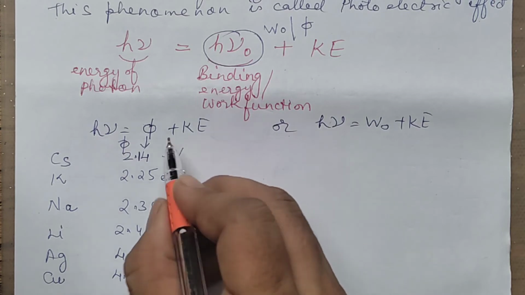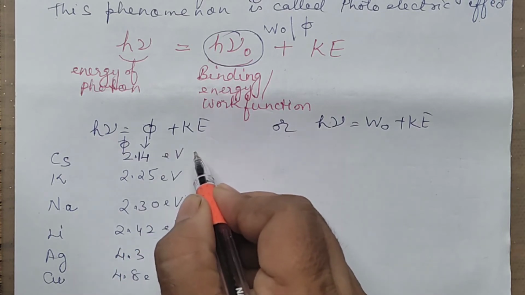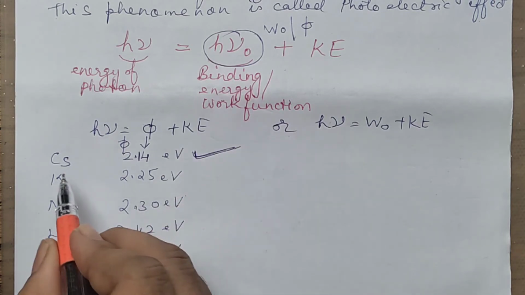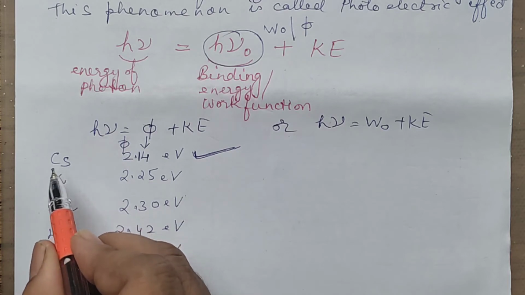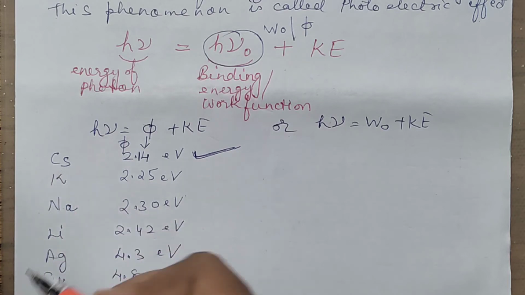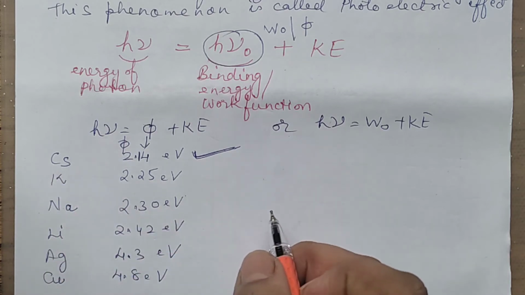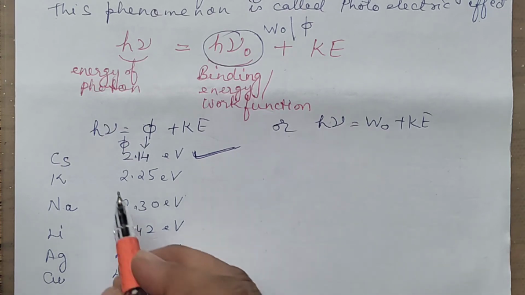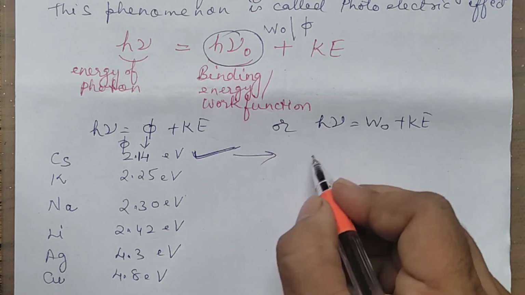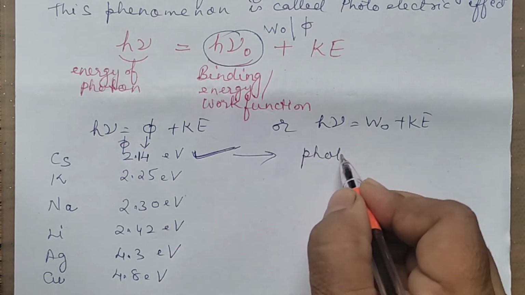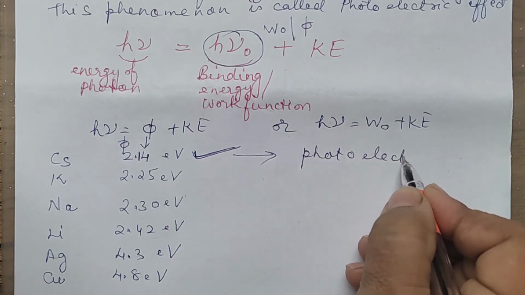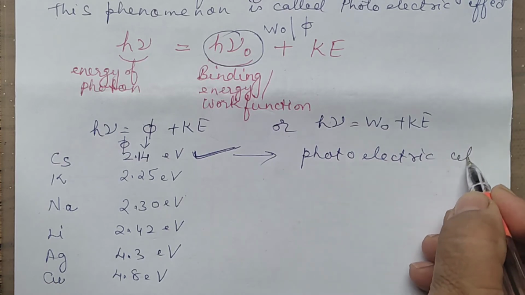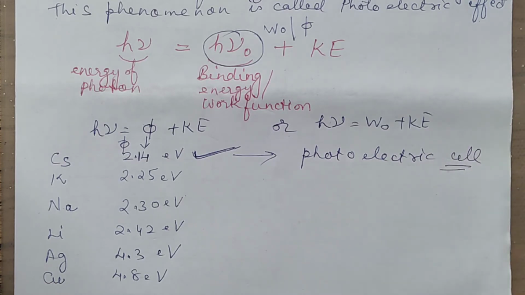The one that has the least phi, the least work function value, is cesium, because it is largest in size. The distance between the nucleus and the valence shell is maximum, so electrons are loosely bound and can be removed easily. So cesium is quite commonly used in photoelectric cells.